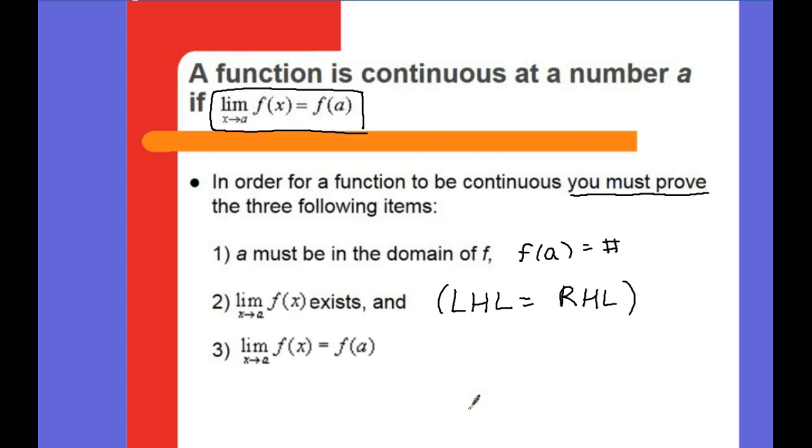So a function is continuous at a number a if, by definition, the limit as x approaches a of f of x equals f of a. That has to be true. In order for that to be true, we need to know if 1 and 2 are true. 1 says it has to be in the domain. And 2 says the left-hand limit has to equal the right-hand limit. So the limit has to exist. It has to be in the domain. Therefore, the limit has to equal the domain value.